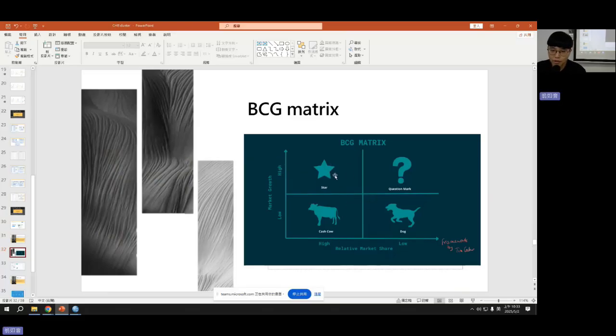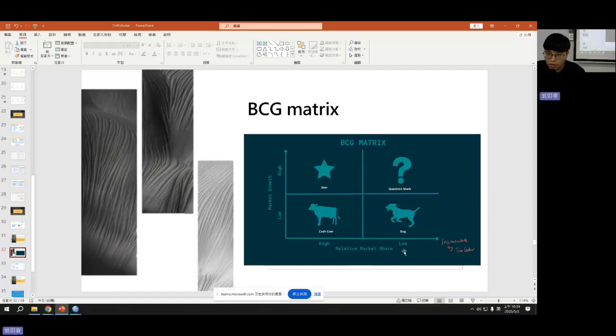If the product has high market growth and also high relative market share, this kind of product is what we call a star. We can put more investment into it and keep expanding if the product belongs to the star. If the market growth is low but the relative market share is still very high, we call it a cash cow. The cash cow gives us a very stable profit. In this case, I don't think a business should continue to invest more, but needs to maintain it.